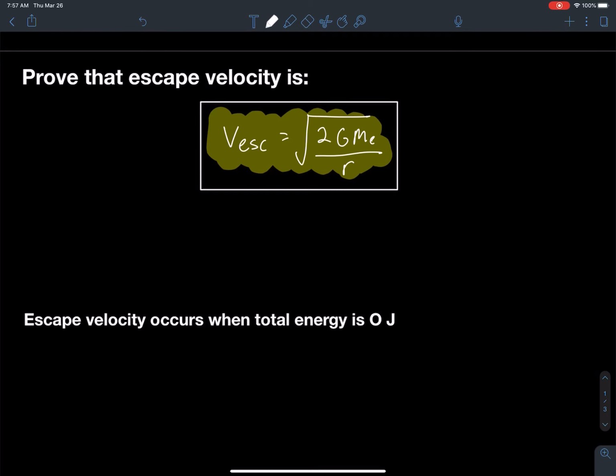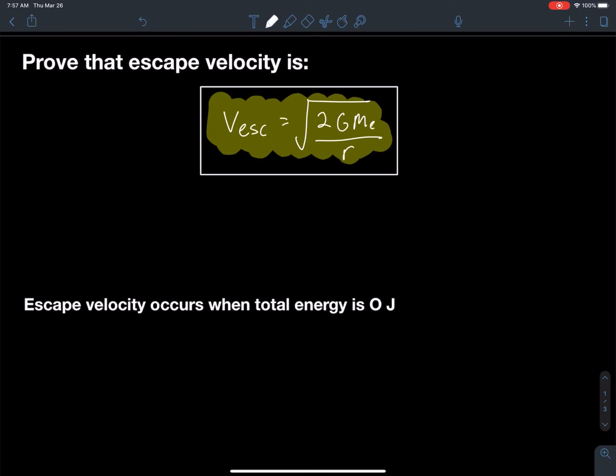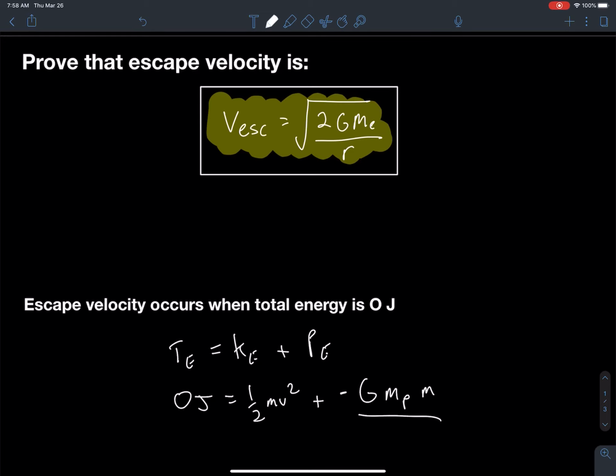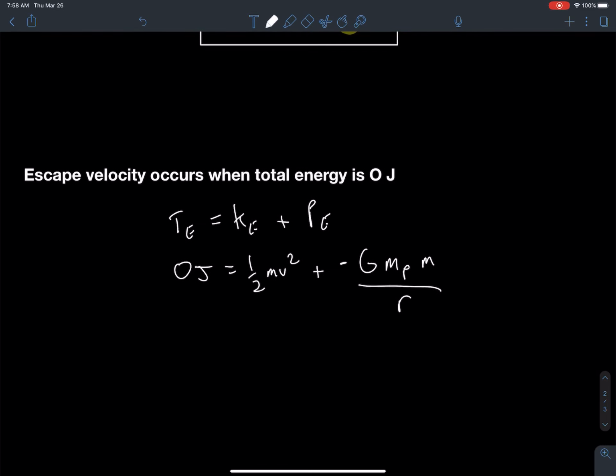We're going to prove that your escape velocity has this formula by understanding that your total energy has to be equal to 0 joules. So if my total energy is equal to my kinetic energy plus my potential energy in a gravitational field, 0 joules is equal to 1/2 mv squared plus negative G, the mass of the planet, mass of the object, over r. That's the formula for gravitational potential energy. And if I just rearrange the equation, negative 1/2 mv squared is equal to negative G, mass of the planet, mass of the object, over r.